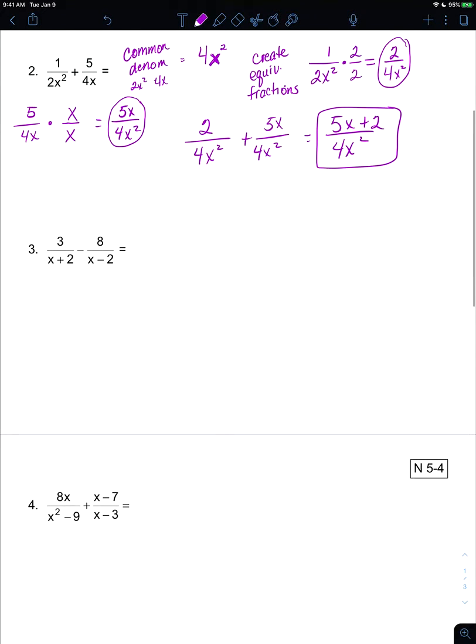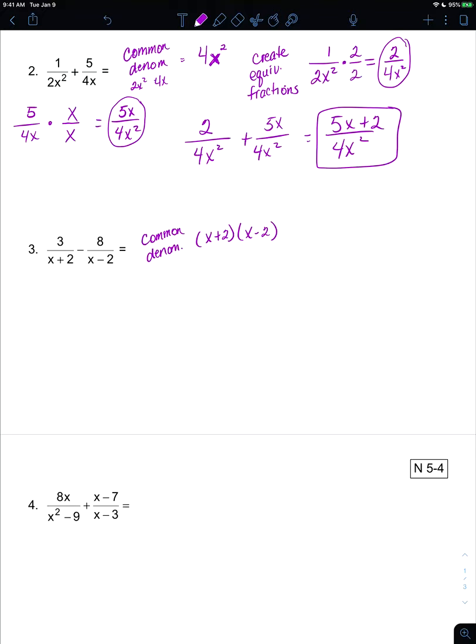So now we've got x plus 2 as this denominator and x minus 2 as that denominator. So there's no common multiple of them. So your common denominator is just going to be the 2 multiplied together. x plus 2 times x minus 2.